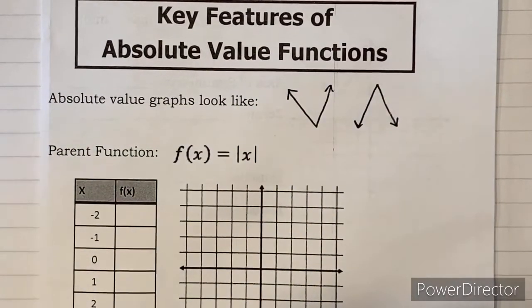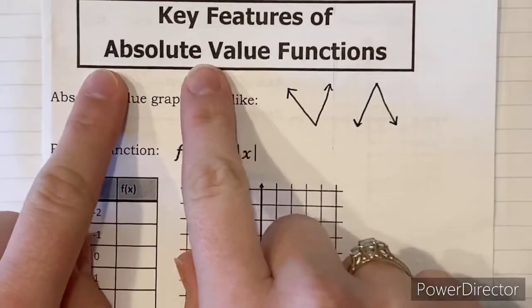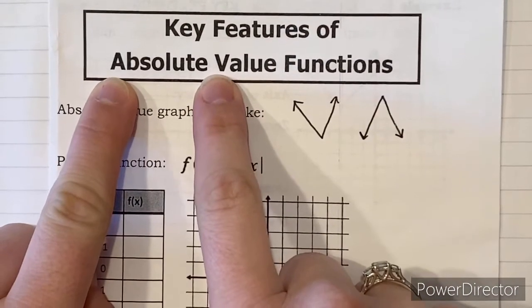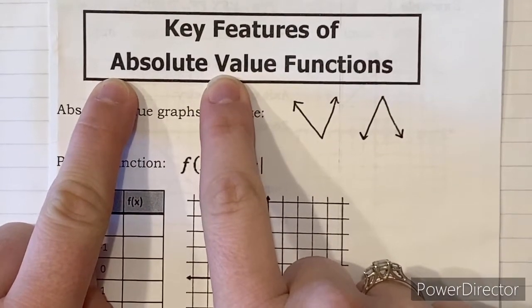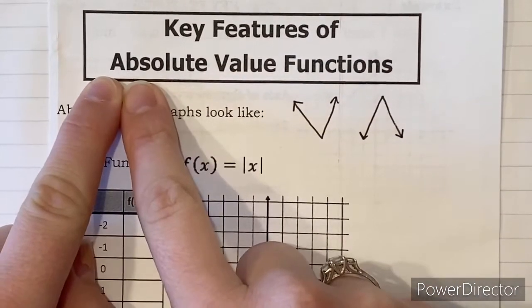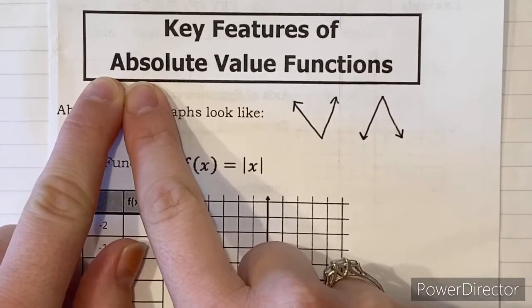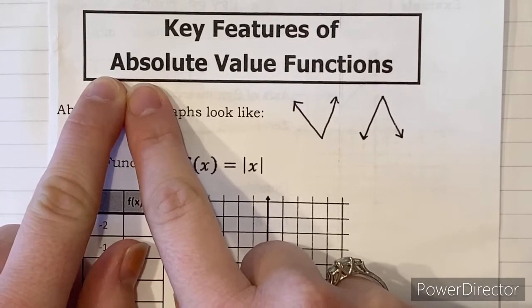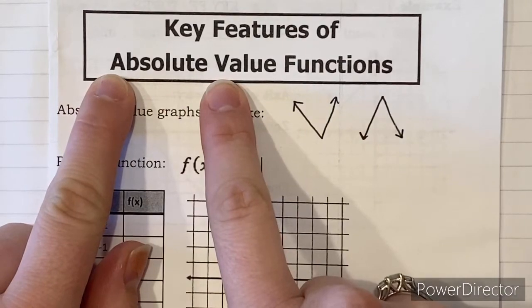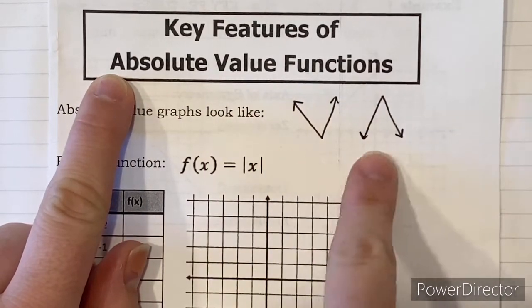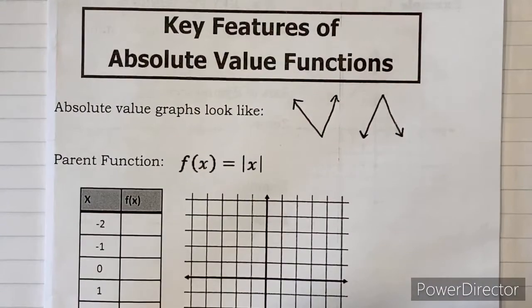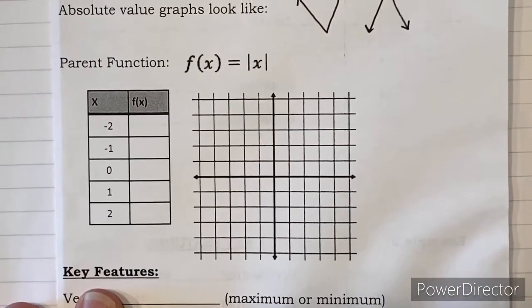A good way that you can remember this is the words absolute value. If we look at those letters, we have value, which is a V anyways, but then if we look at an A, it's basically an upside down V. So use the words absolute value to help you remember what the graphs actually look like. Okay? Now we're going to move on and talk about the parent function.